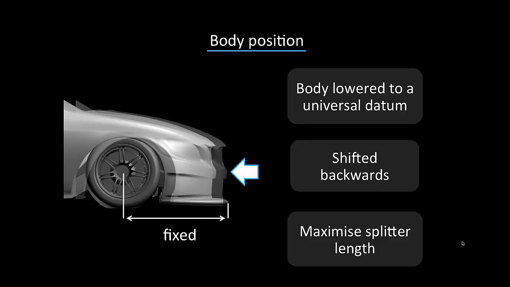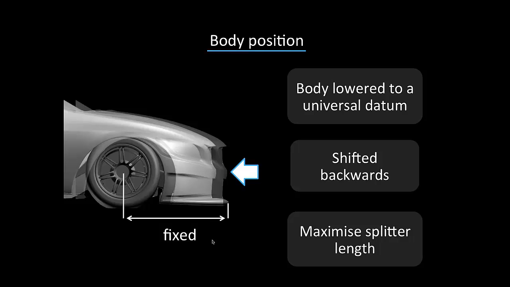So where we mentioned body position earlier, you can see in the image on the left, we've got an example of the CAD and some of the constrictions you work with in the sport. So the body's lowered to a universal datum. You take your CAD, you lower your body into the correct position so that you get an idea of roof height, bonnet height and boot lid height.